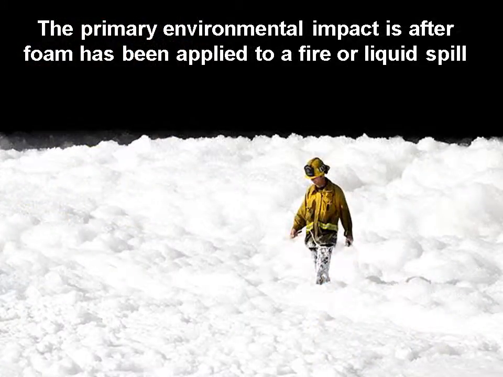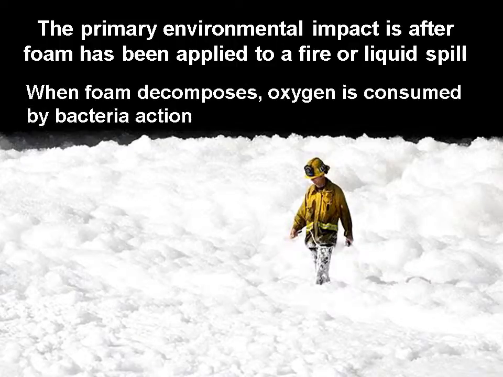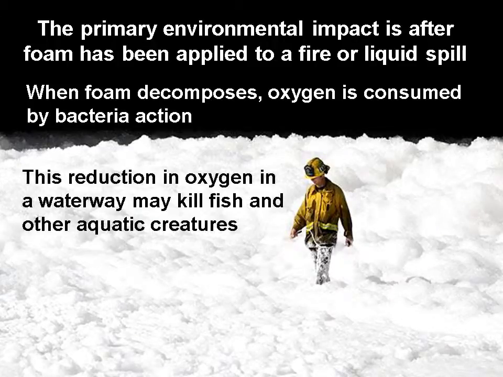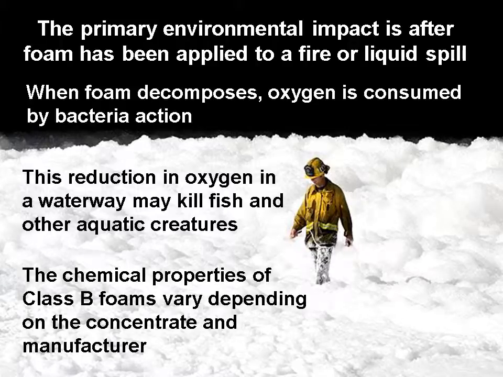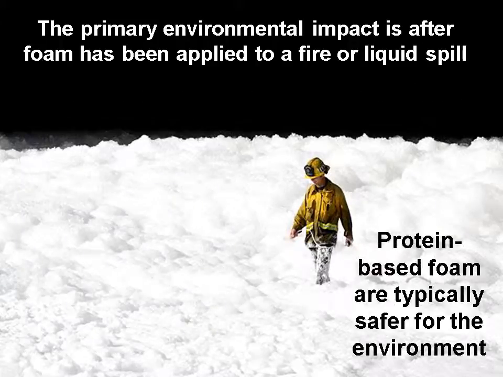The primary environmental impact is after foam has been applied to a fire or liquid spill. When foam decomposes, oxygen is consumed by bacterial action. This reduction in oxygen in a waterway may kill fish and other aquatic creatures. The chemical properties of Class B foam vary depending on the concentration and manufacturer. Protein-based foams are typically safer for the environment.